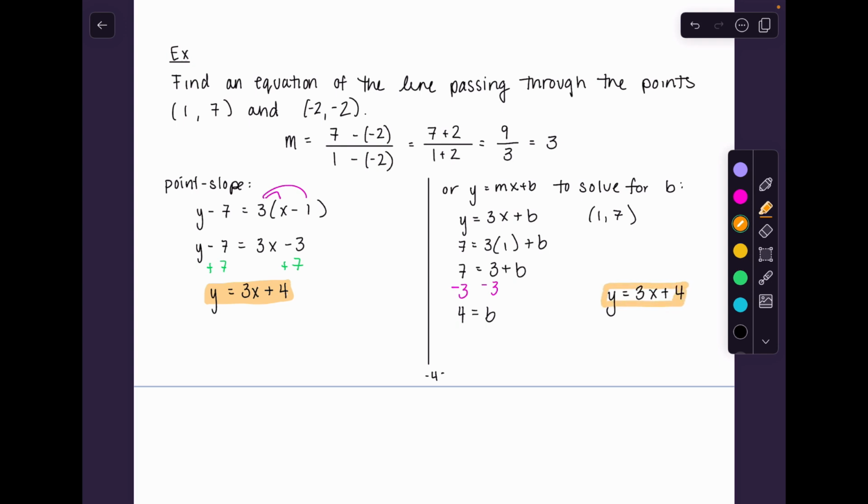So both of these work, completely up to you what you do more consistently. However, you do have to know both forms. So you can't use one over the other every single time.